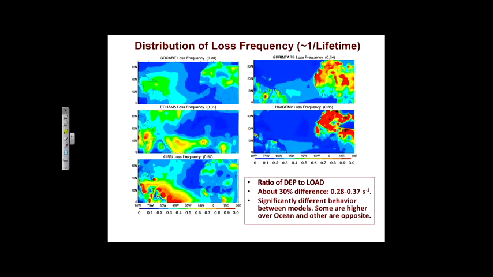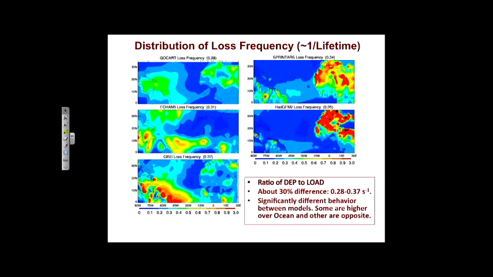How about the loss frequency? Well, surprisingly, for the same variable, loss frequency, which is the ratio of deposition to loading, you realize that over the source region, these two models are lower and then higher over the ocean. These two are higher over the source region and lower over the ocean. The model I use is actually half and half.